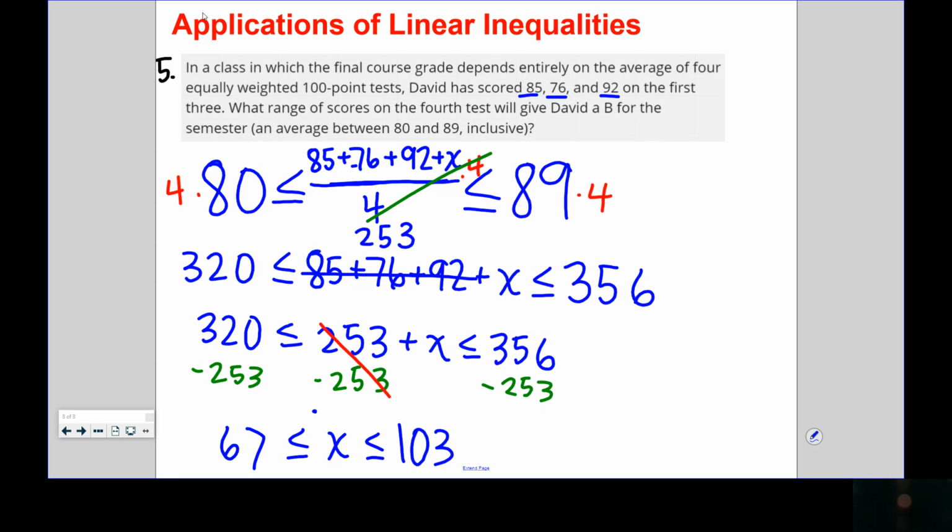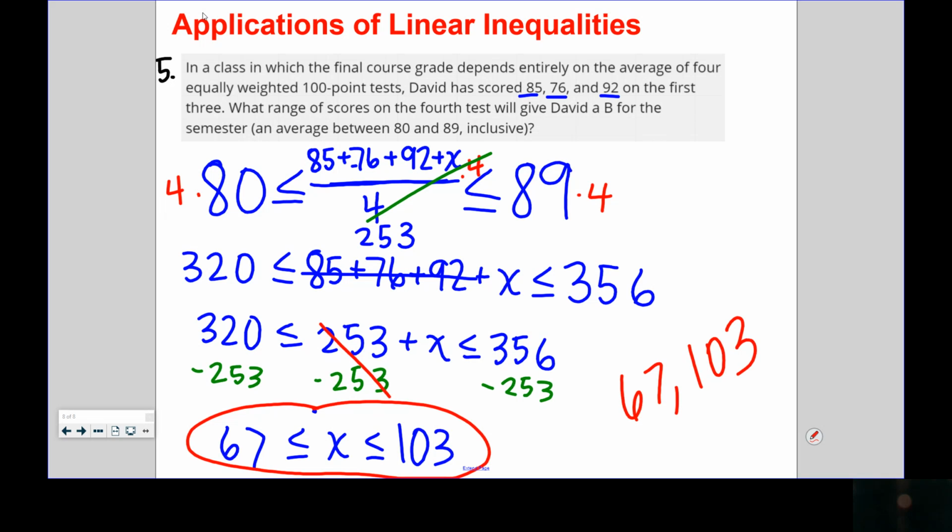So David cannot get an A in the class, but he has a pretty good range for what he can score on the last test to make a B. I can't remember if they asked you to write this in interval notation or not, but if they did, we would do both of the numbers, 67 and 103. What would go around the ends? Brackets, yeah.